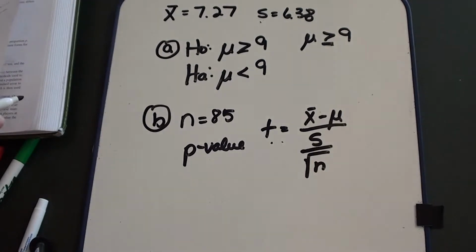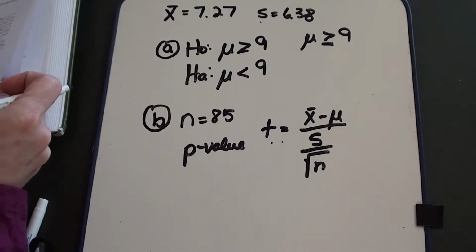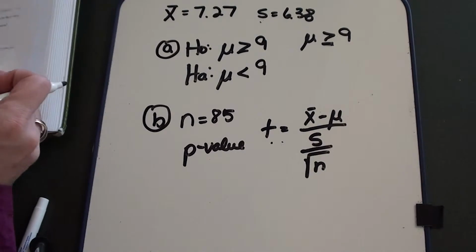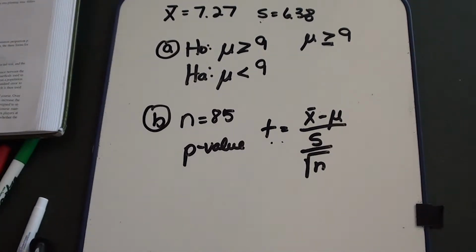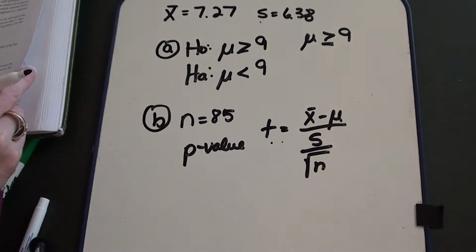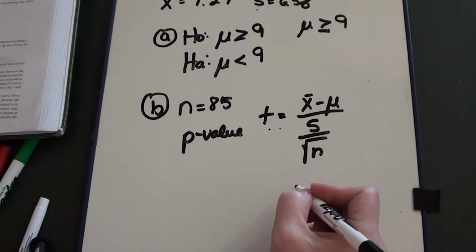And that formula can be found on page, let's see here. Well, you guys can probably see in your book. On page 373. 373 has that formula. Okay, now we're ready just to plug in our numbers to calculate the t.